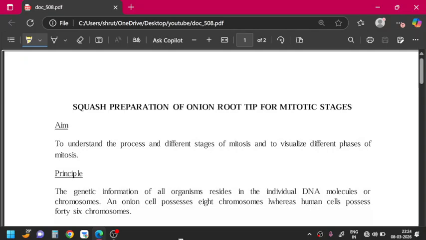Hello, dear student. I am your educator Shrutika, and today we are going to discuss the squash preparation of the onion root tip for mitotic stages. So, let's start the topic.